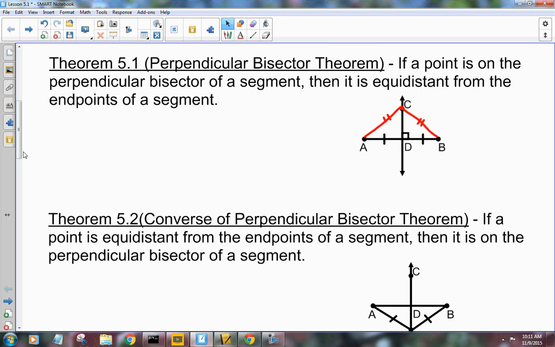Any point that lies on that line, I have to create another one. We'll call this right here point E. This point is also going to be equidistant from the endpoints of the segment.